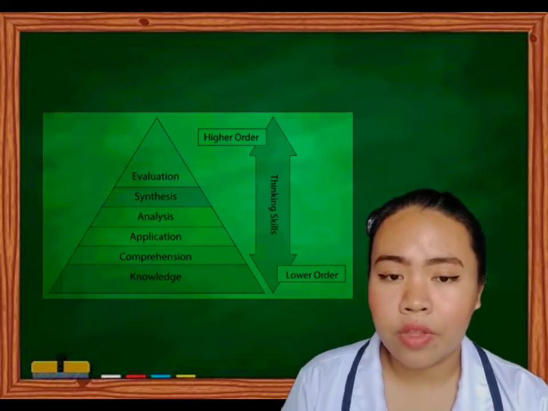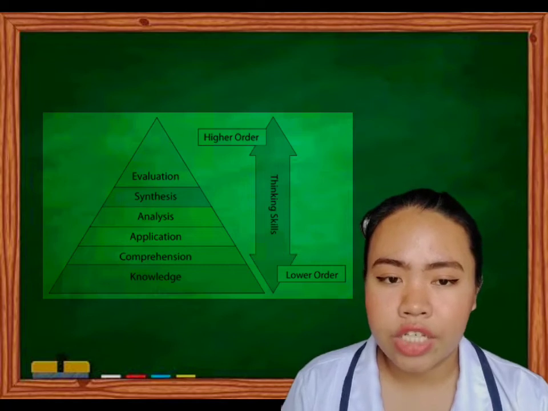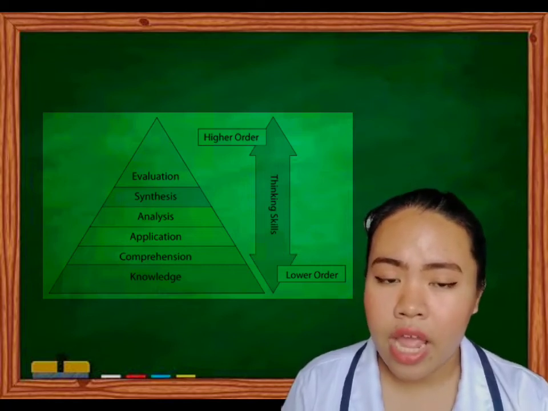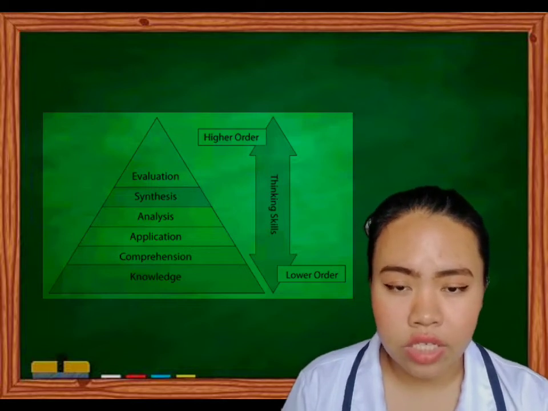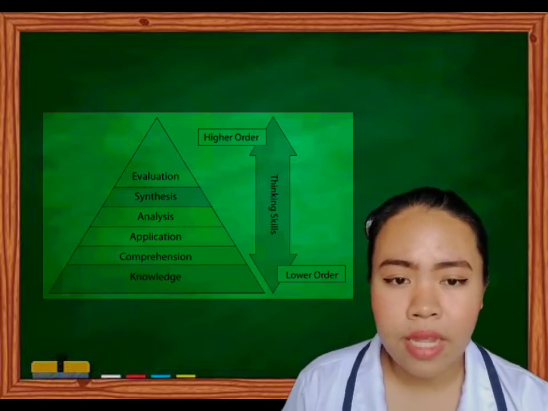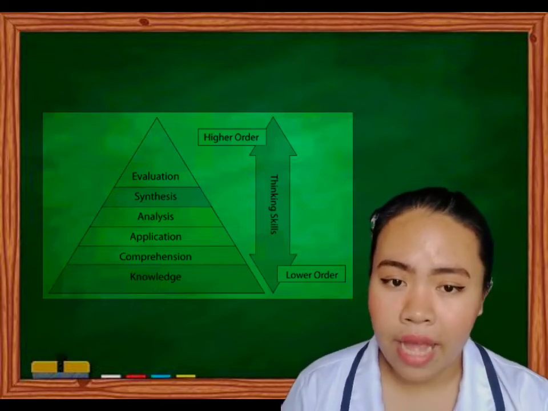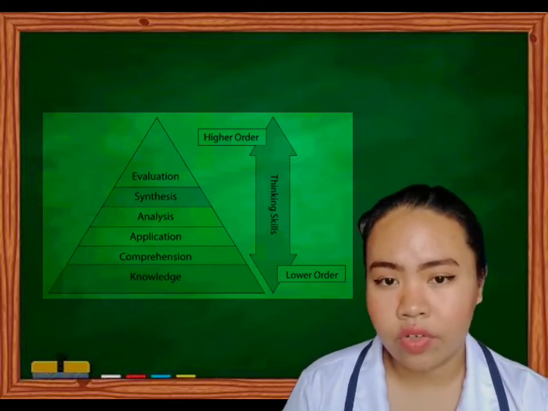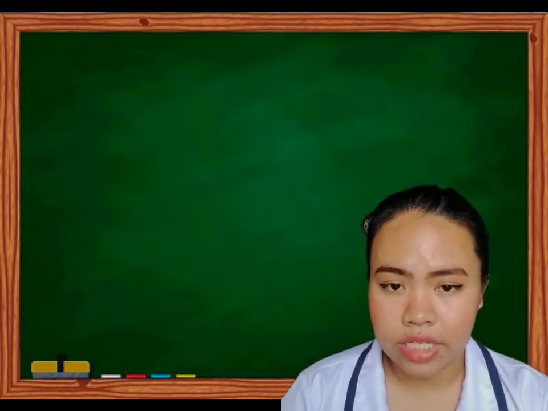If you remember Bloom's taxonomy, cognitive domain, there are stages of it shaped in a pyramid, which starts from the lower to higher order thinking skills. So it will not just make the students remember things, but eventually the students will apply, analyze, evaluate, and create. Or in other words, they will engage in challenging activities.